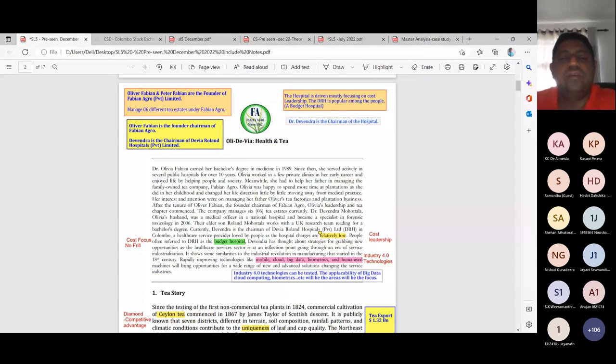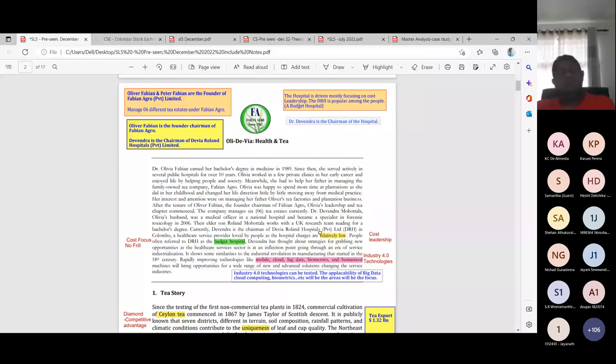Right? This Oliver Premiens is the founder and chairman of Paprian Agro. Olivia's leadership and tea chapter commenced. The father is Oliver Paprian. Then after the father, she started to manage the company.